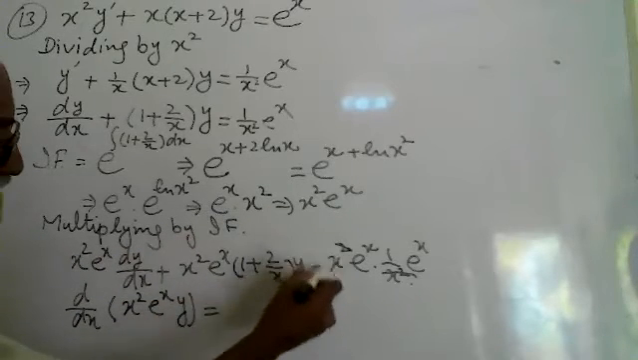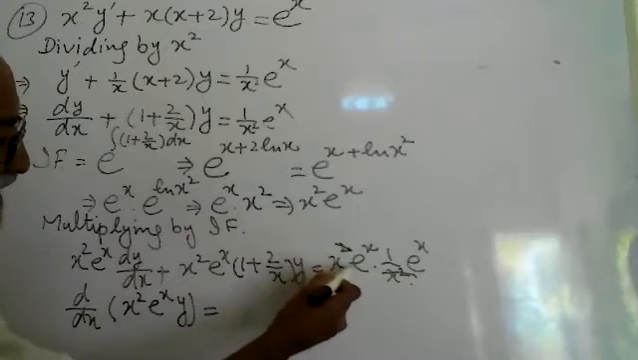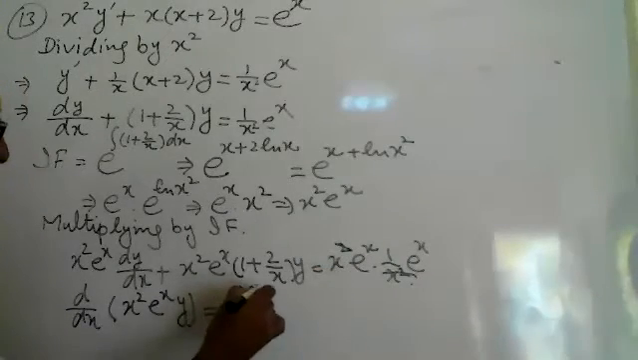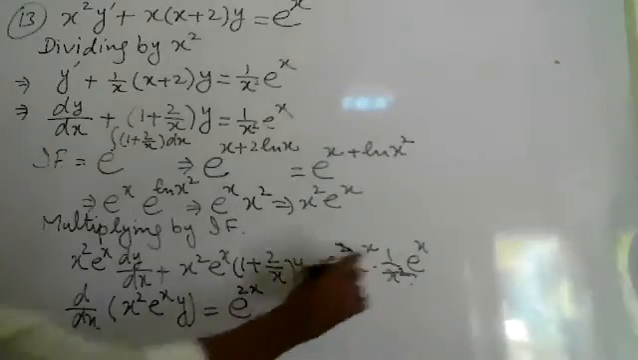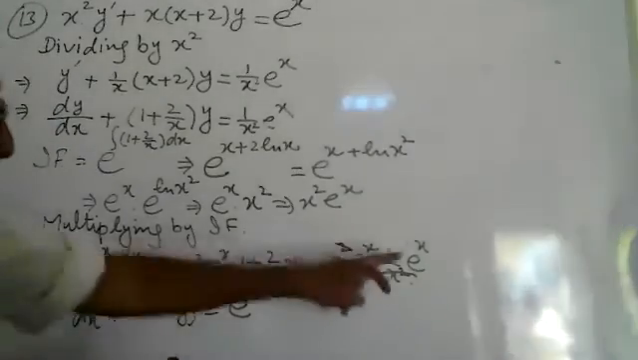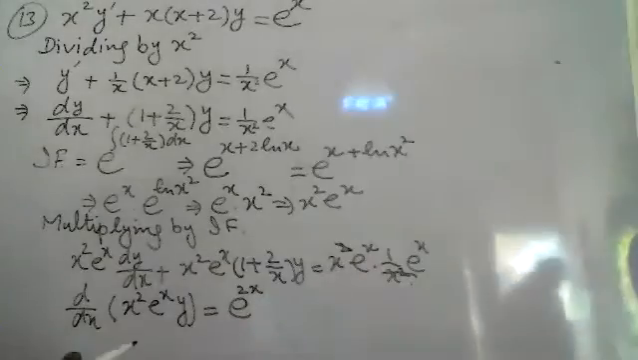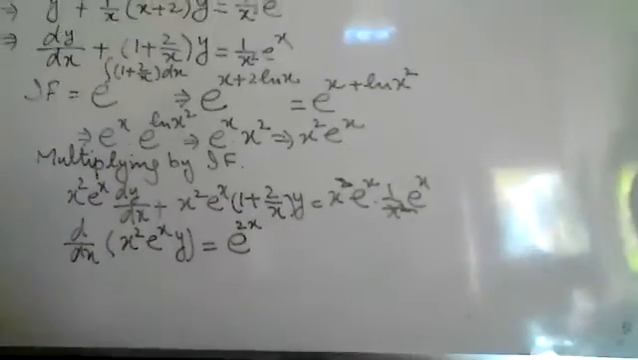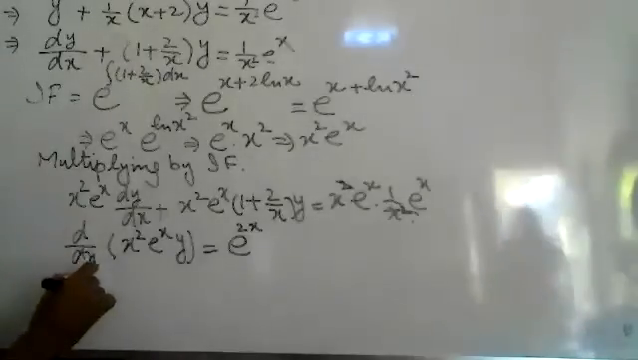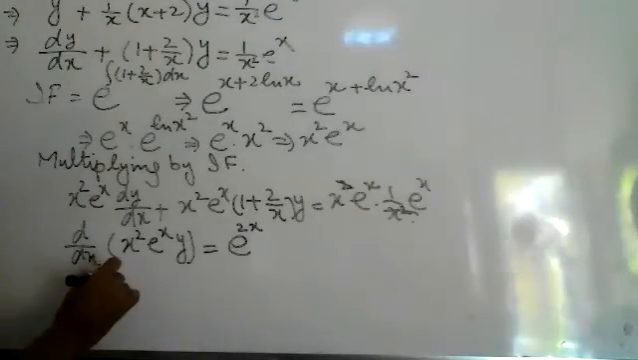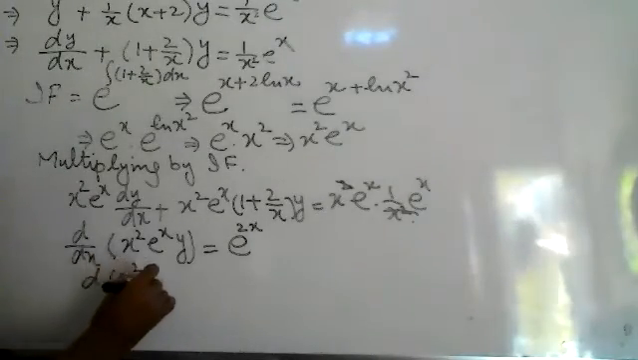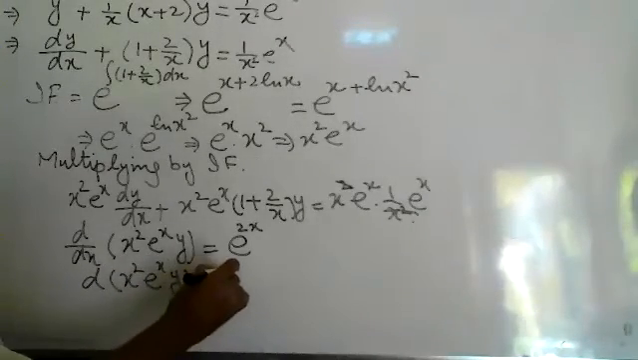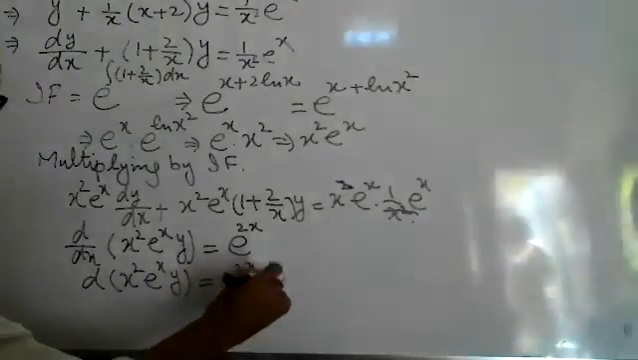Or that will become x square is cancelled by x square, e raised to power x into e raised to power x. So e raised to power 2x. The powers are added when we are multiplying. So this is x, so it will become 2x. Now multiply by dx, both the sides. It will become derivative of x square e raised to power x y is equal to e raised to power 2x dx.